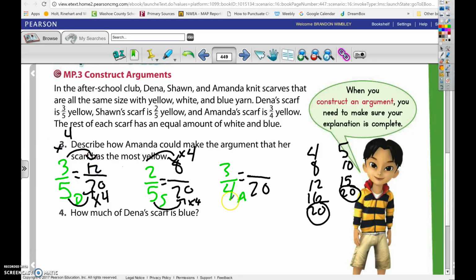And I get 12. And how did I get from 4 to 20? That was times 5. So I would do times 5. And 3 times 5 is 15. If I look, 15/20 is larger than my others.